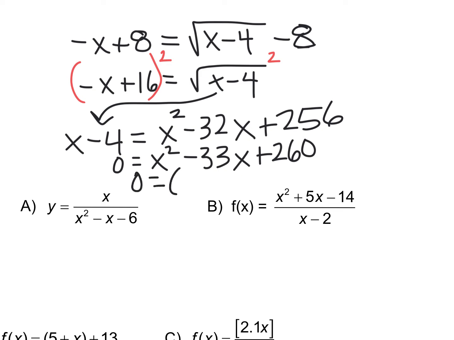I don't think you're going to have that bad of factoring on the test. I think you'll be fine if you know your basic factors, and you'll be able to find it. So let's see. 13 times 20. Both of those have to be negative. Negative times negative multiplies to be 260, and then adding them together gives you negative 33. And that's going to give us a solution of x equals 13.